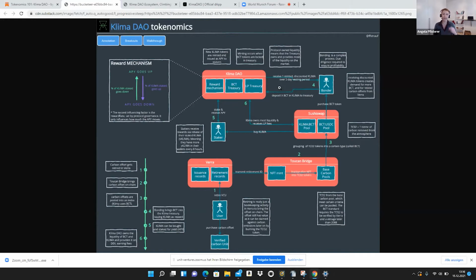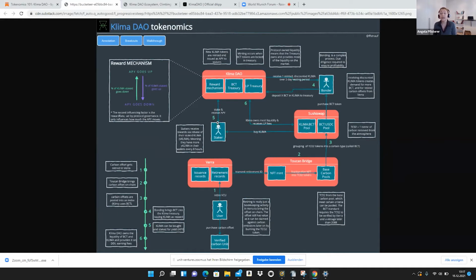Well, a small fraction goes to KlimaDAO, I think it's 10% currently, for fees, maintenance costs, etc. And the rest, this is the reward mechanism, goes to the stakers. So this is where the high APYs currently come from.